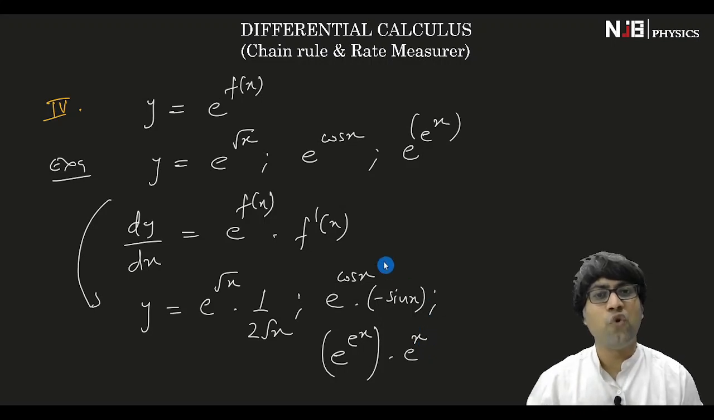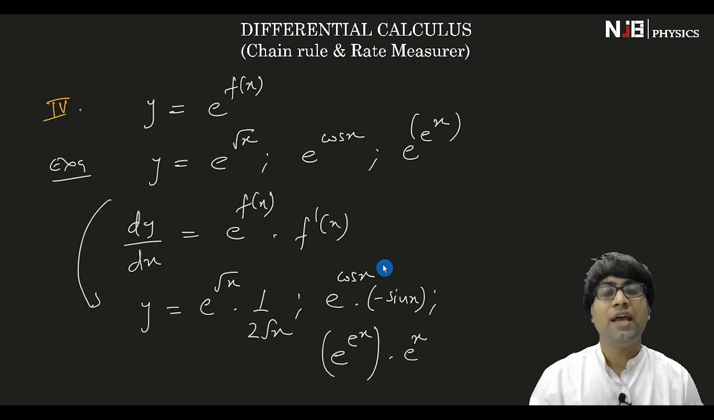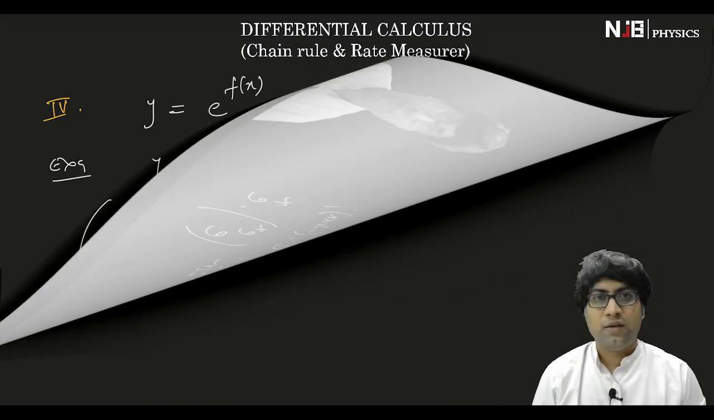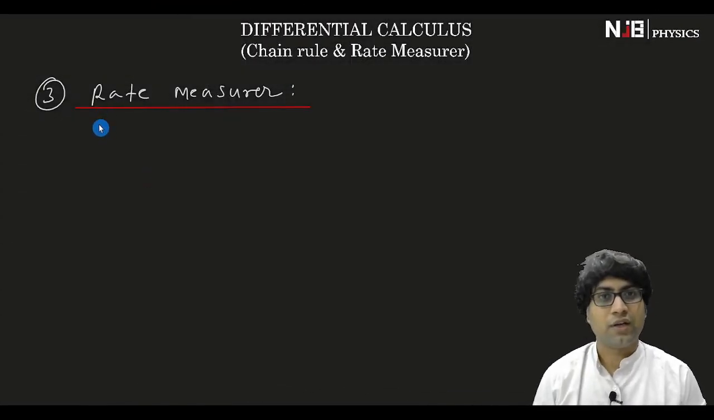Well, I think that these four situations are sufficient in order to understand how we are going to use chain rule, and therefore we are now directly moving on to the rate measurer. So let's now see how differential calculus can be used as a rate measurer.